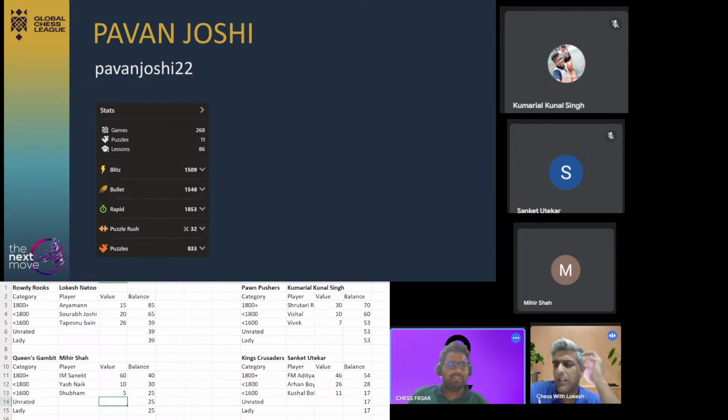24. I haven't said anything. No, I mean 24, not Rowdy Rooks. Sorry, Queen's Gambit. 24 points Pawan Joshi. 25. 25 points, with this King's Crusaders and Queen's Gambit are out of the auction. Kumar Kunal Singh, 25 points. Pawan Joshi, are you interested?